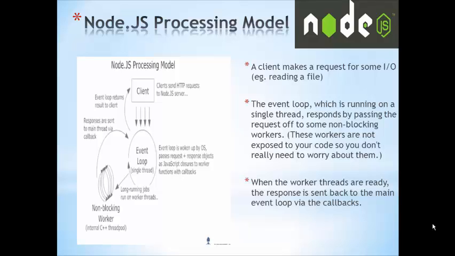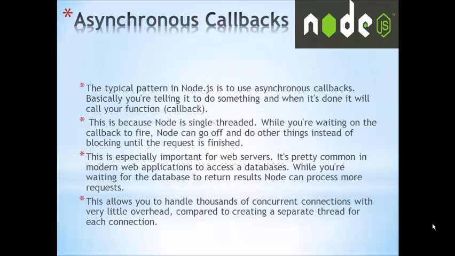As I mentioned, it's single threaded. The event loop works with the OS and passes request and response objects as JavaScript to worker functions with callback functions. It mainly uses callback functions when it delivers the request for a particular user. Asynchronous callbacks are one of the key features of Node.js. The typical pattern in Node.js is to use asynchronous callbacks: you tell it to do something, and when it is done, it will call your function.